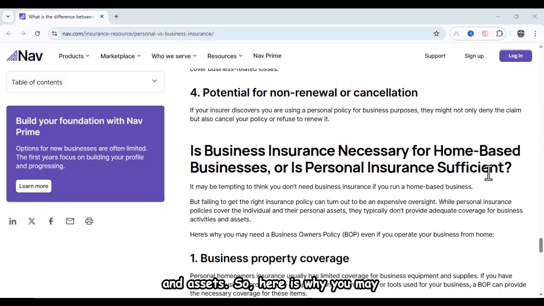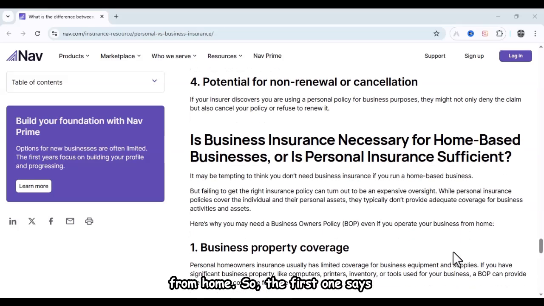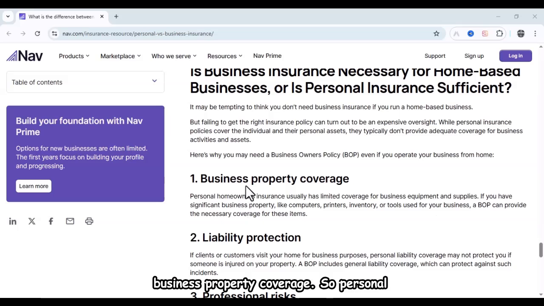So here is why you may need a business owner policy even if you operate your business from home. The first one says business property coverage. Personal homeowners insurance usually has limited coverage for business equipment and supplies. If you have significant business property like computers, printers, inventory, or tools used for your business, a BOP can provide the necessary coverage for these items.